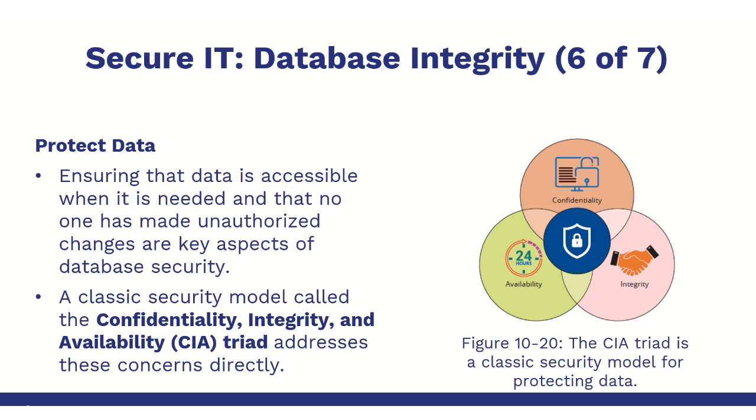A classic security model called the confidentiality, integrity, and availability triad addresses this concern directly. They call it CIA. You can see the confidentiality, and you have the availability and you have the integrity. So these three constraints are maintained. If they are maintained, then it can be assumed that you are maintaining the database in a very secured way.